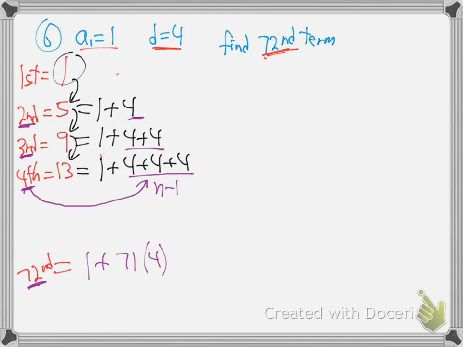Now let's try to generalize. Of course, we could get the answer. What is it? 285? Anyway, but now I'd like to come up with a general formula. How could we find the nth term? Because they're asking us for it. The nth term. You Google it. That's the answer to everything. You just Google it.